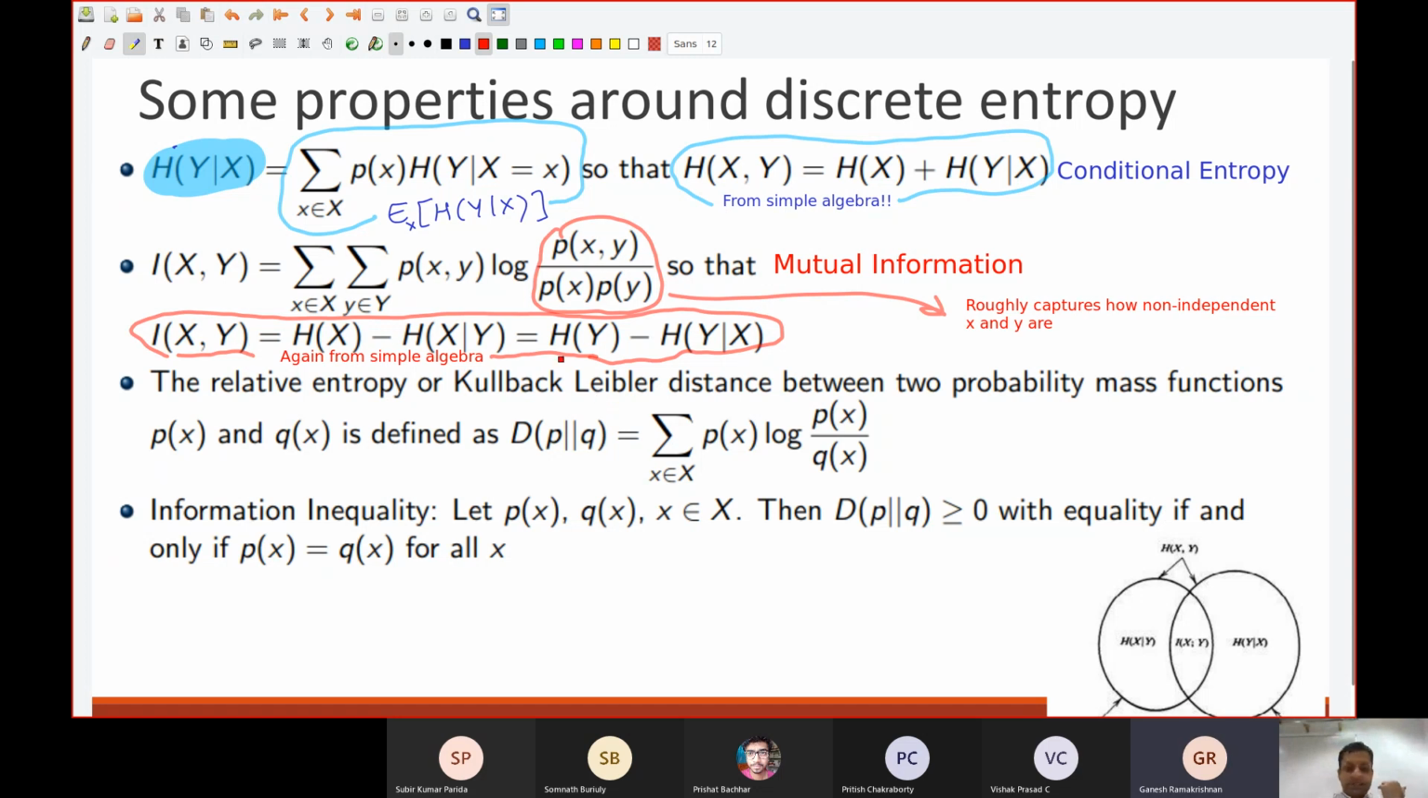The third step, again something you would have probably seen, is the Kullback-Leibler distance between two probability mass functions. How far away is the distribution on x from the distribution on y? It's called D of p distance from q. And what is it doing? It's asymmetric. It's an asymmetric measure of distance.